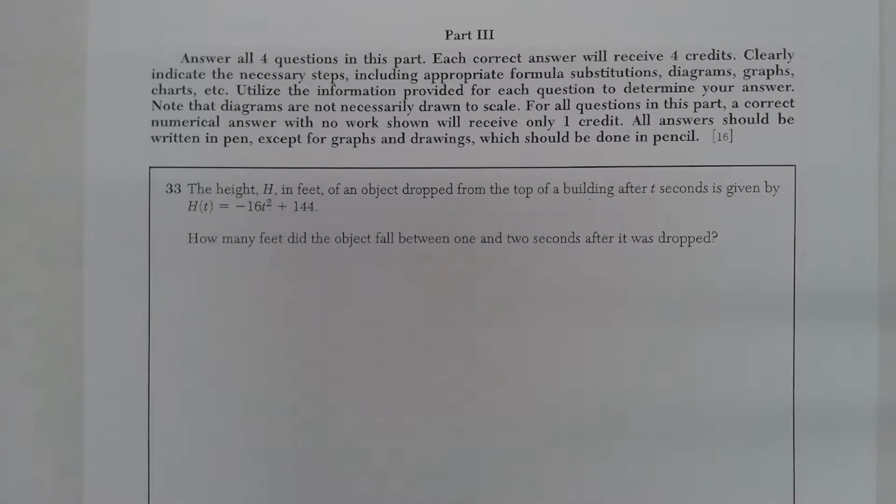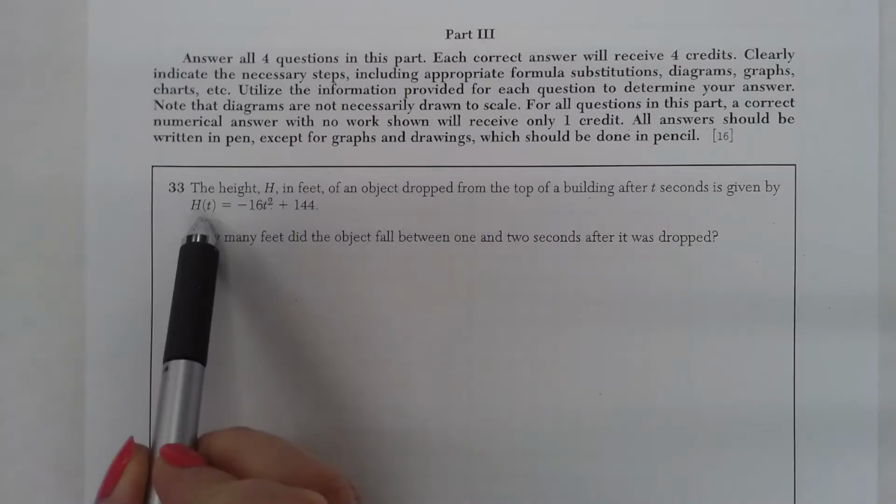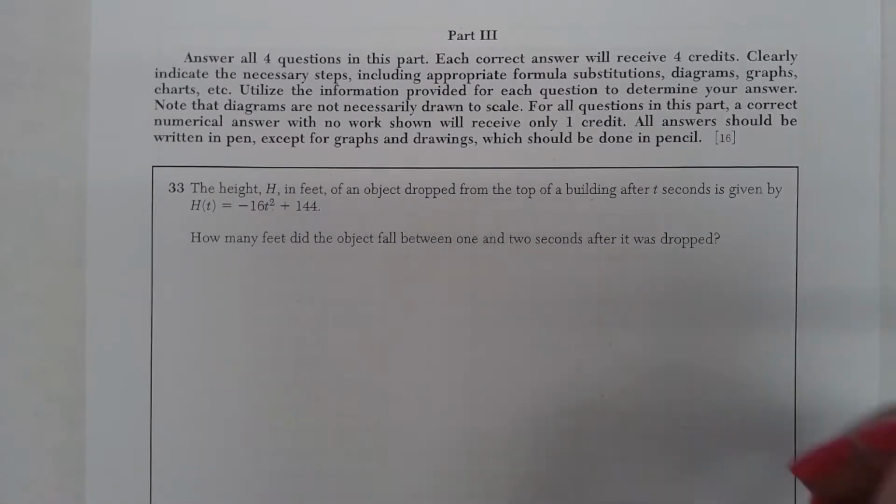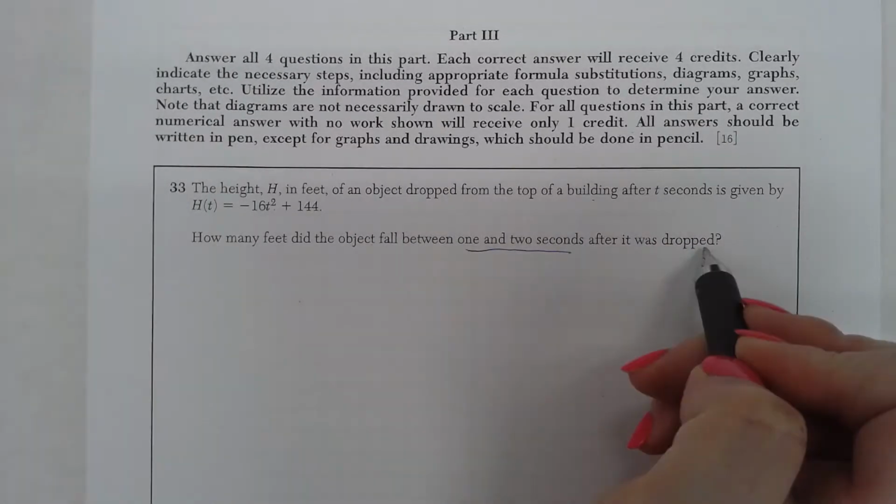All right, guys, we're going to pick up question 33. So these are now 4 points each, so expect to do a little bit more work. The height in feet of an object dropped from the top of a building after t seconds is given by this equation here. How many feet did the object fall between 1 and 2 seconds after it was dropped?